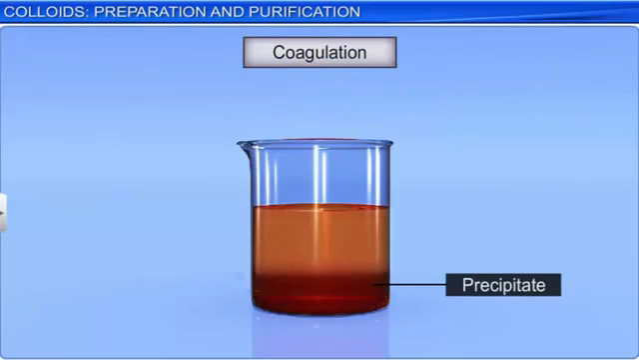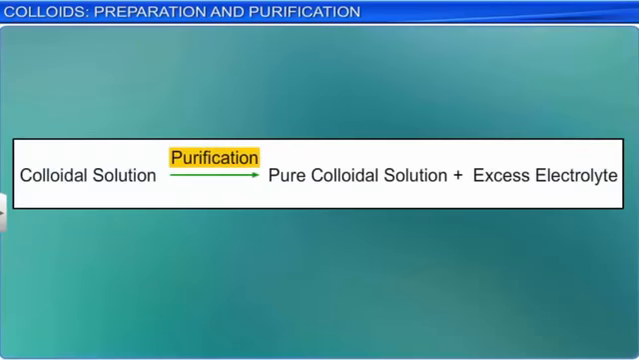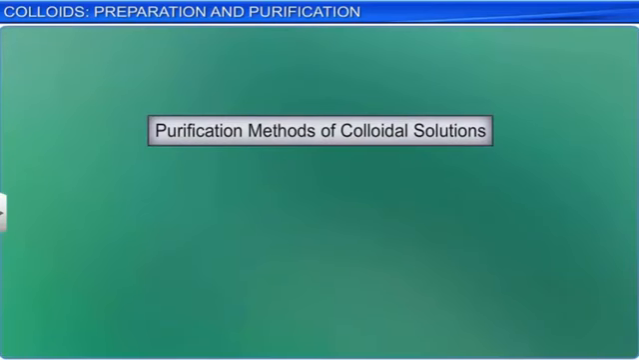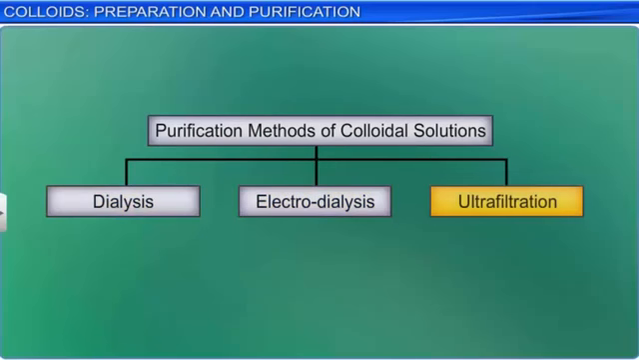That is why the sols obtained are subjected to purification to get rid of excess electrolyte. The methods commonly employed for the purification of colloidal solutions are dialysis, electrodialysis, and ultrafiltration. Let us discuss these methods one by one. The first method is dialysis.